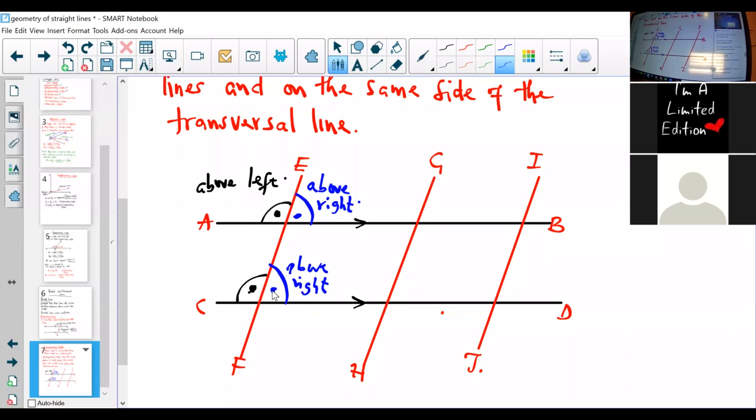Let's try something below. Look at this. I'm going to use a green here. Look at this angle here. Is it okay to say that this angle and this angle are equal? Because they are corresponding. They are below and on the right.